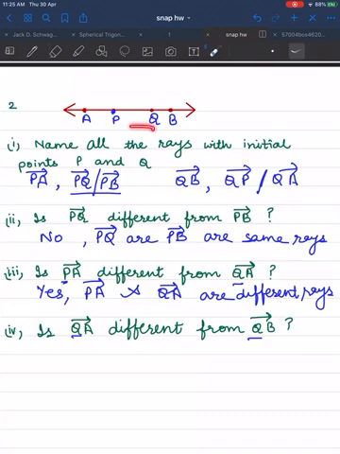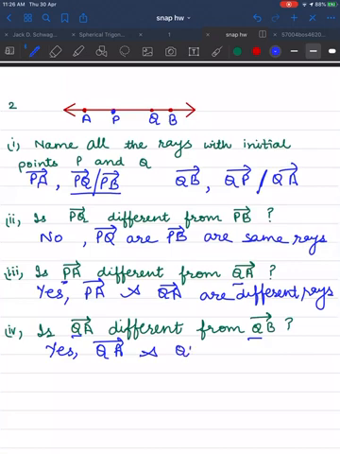Is QA different from QB? Here you can see their initial point is the same, but let us check their direction. Ray QA is moving to the left side. Ray QB is moving to the right side. So their direction is different. So QA and QB are different. So we write here, yes, rays QA and QB are different.